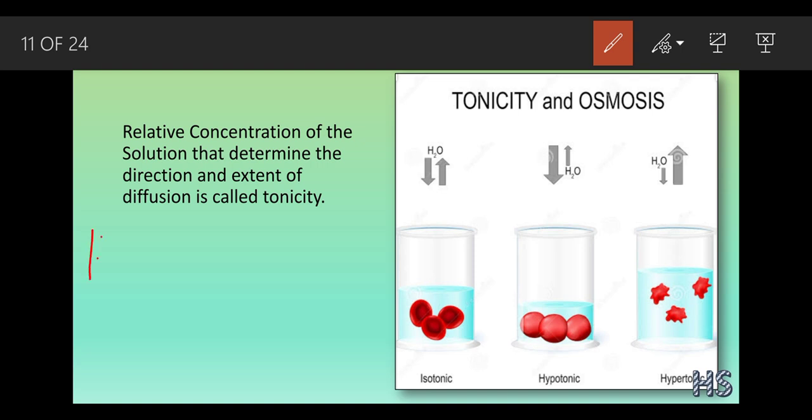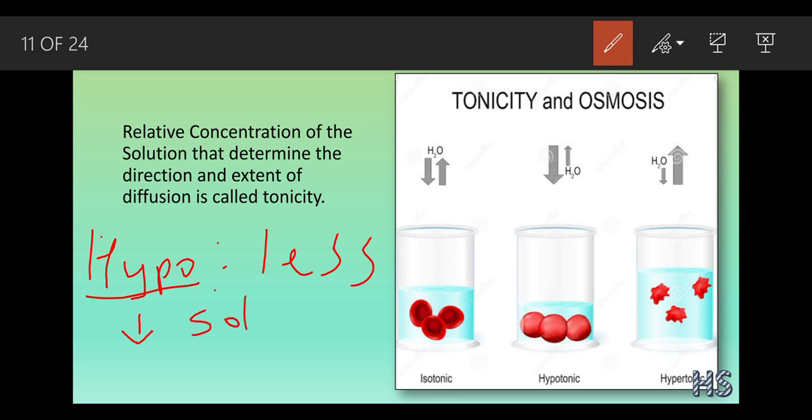Hypotonic. Again in biology, you have heard this word hypo. Hypo means less. Where have you heard this word hypo? Hypotension, hypertension, low blood pressure, high blood pressure. In blood pressure terms you have heard this term, hypo. The word hypo means there is less solute and more water.